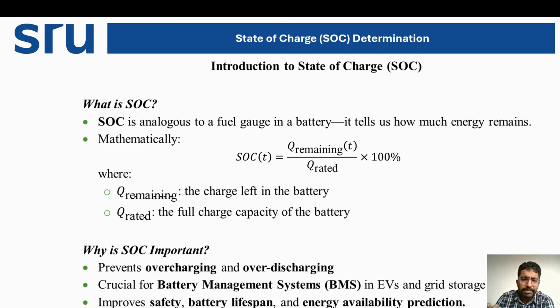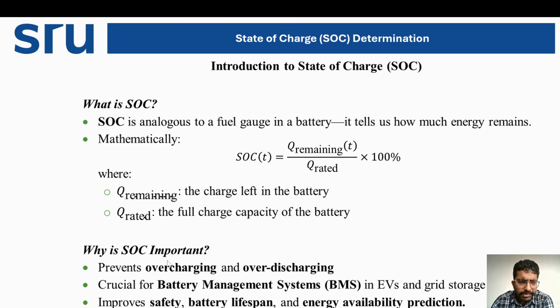Similarly, for laptops or mobile phone batteries also, we are able to see 80% remaining, 20% remaining, like that. These remaining percentages are not measurable. They are basically estimated using some algorithms, and that is what we are going to learn: what are the steps involved in estimating the state of charge.